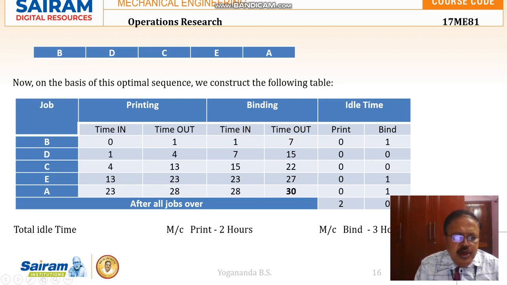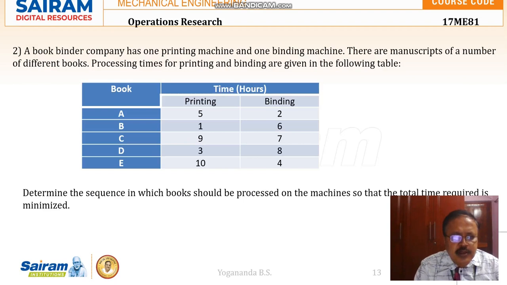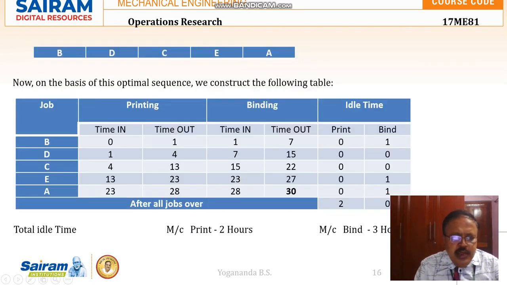So now the jobs, that is the books taken in order, will be B, D, C, E and A. The first job, book B, will enter the printing machine on the 0th hour, and it gets processed there for 1 hour, and then in the binding machine 6 hours. At the end of 1 hour, it comes out of the printing machine and enters the binding machine at the end of the first hour. Then it gets processed there for 6 hours. So 1 plus 6, 7. At the end of the 7th hour, it comes out of the binding machine.